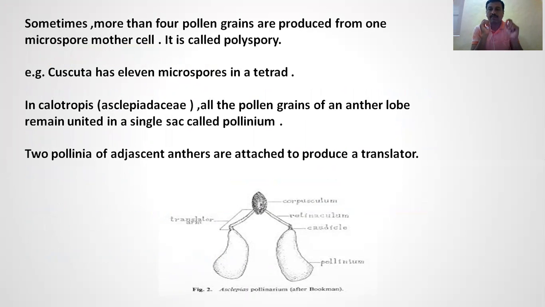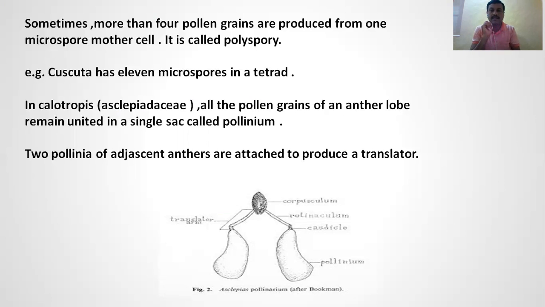For example, Cuscuta plants, commonly known in Marathi as Amarvel. These plants develop 11 microspores in a tetrad. It means one microspore mother cell divides meiotically to produce 11 microspores. This is also called polyspory.